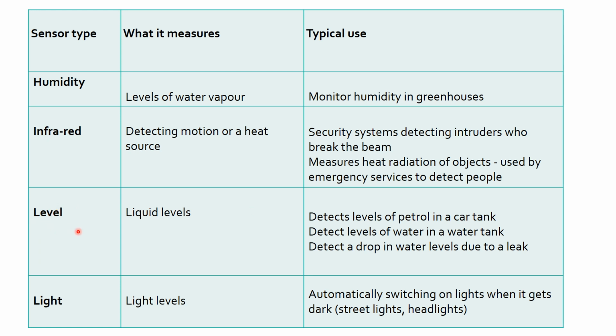The next one is level sensors. We can use this for liquid level. It's going to detect the level of petrol in a car tank, the level of water in water tanks, and detect the drop in water levels due to a leak. Then the next sensor is light levels. It's going to automatically switch on lights when it gets dark, and we can use this sensor in street lights or headlights, etc.